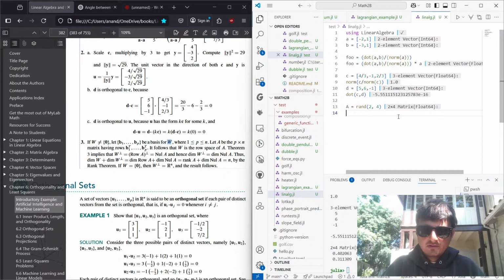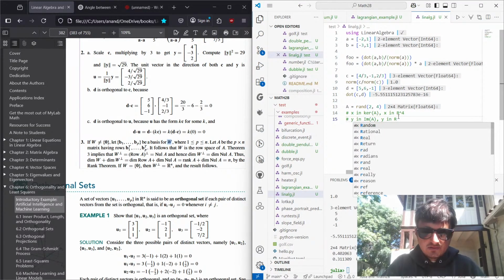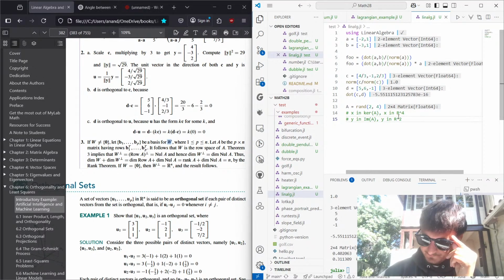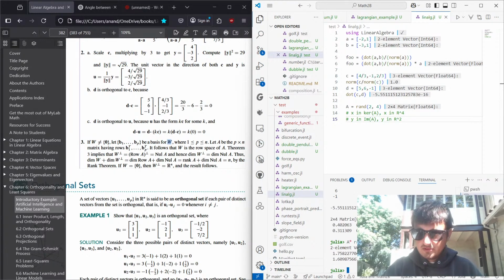So X in ker A means x in R4. Then y in image A means y in R2. So if we just did A times a random vector in R4, we get a 2-element vector. Okay, so now I kind of get what A is.